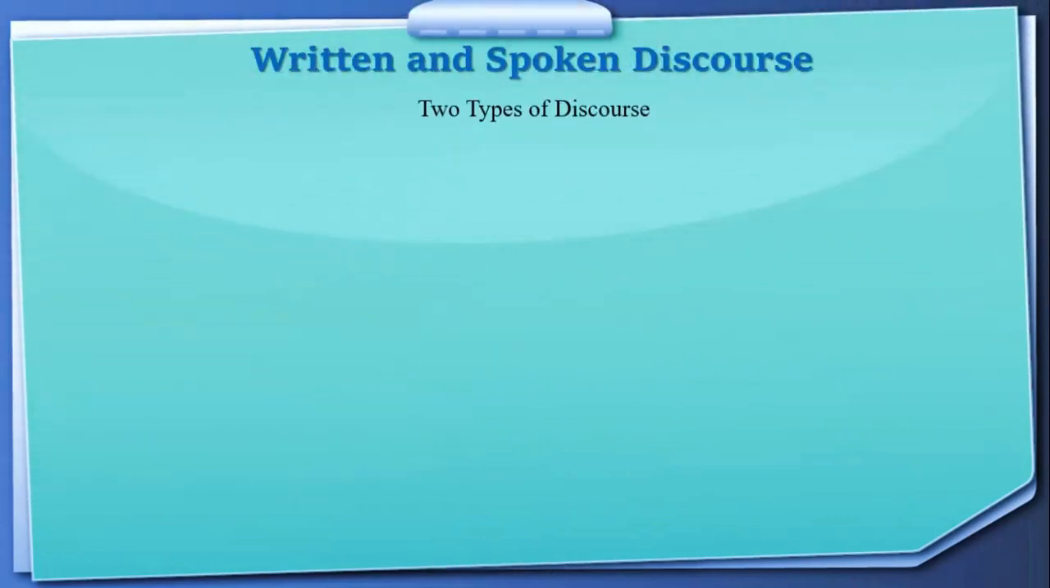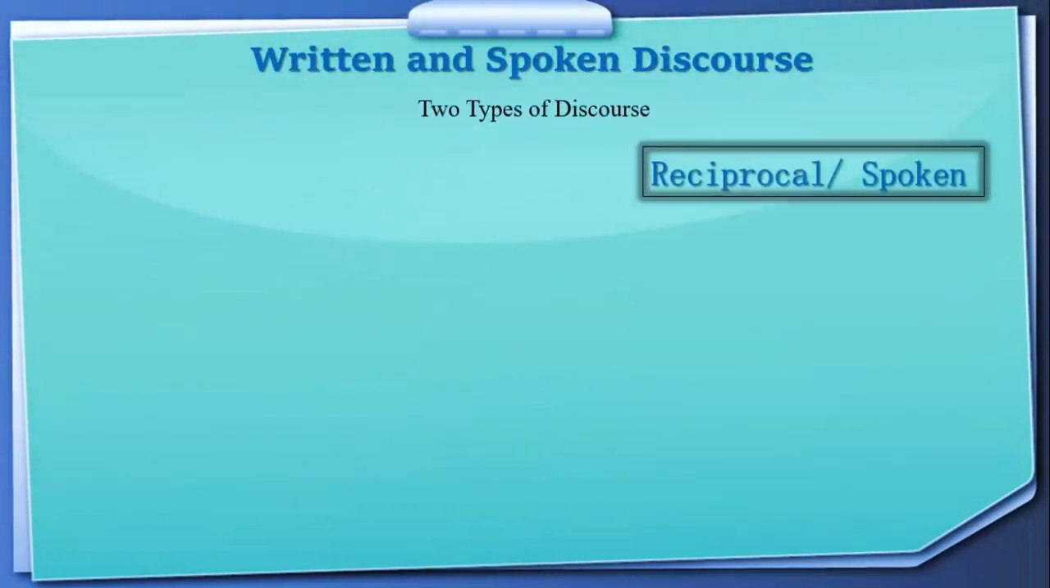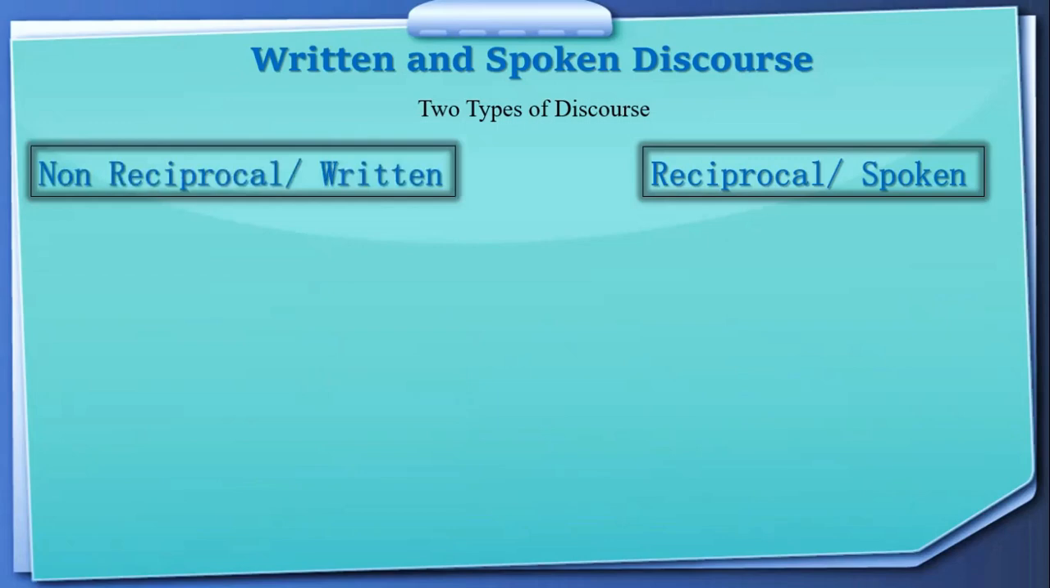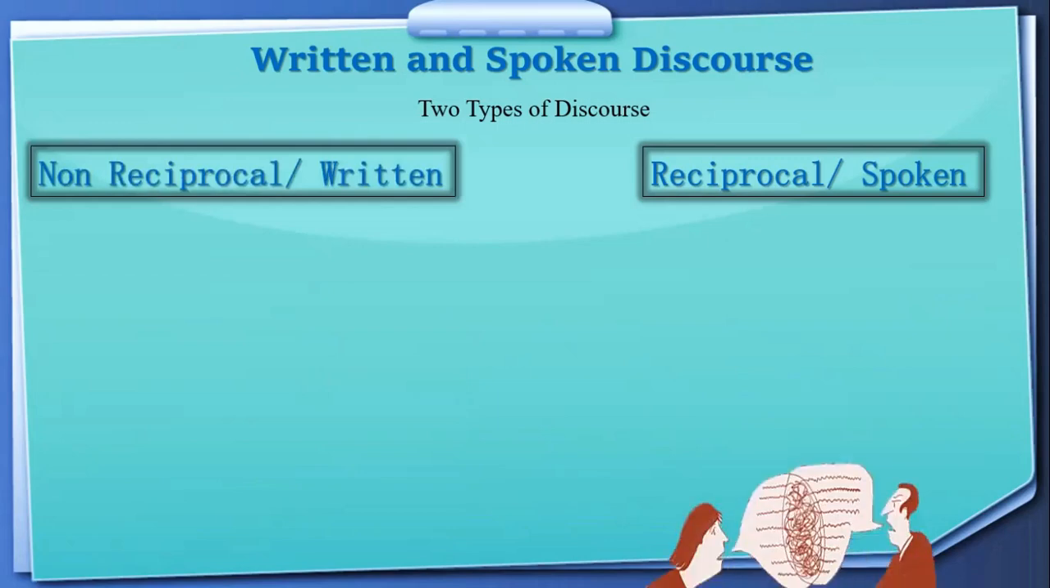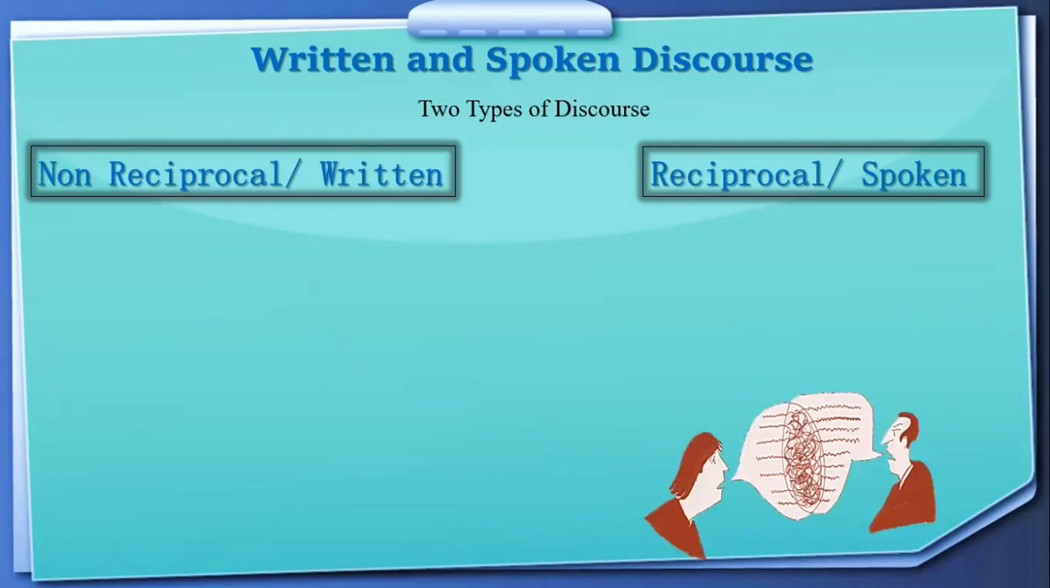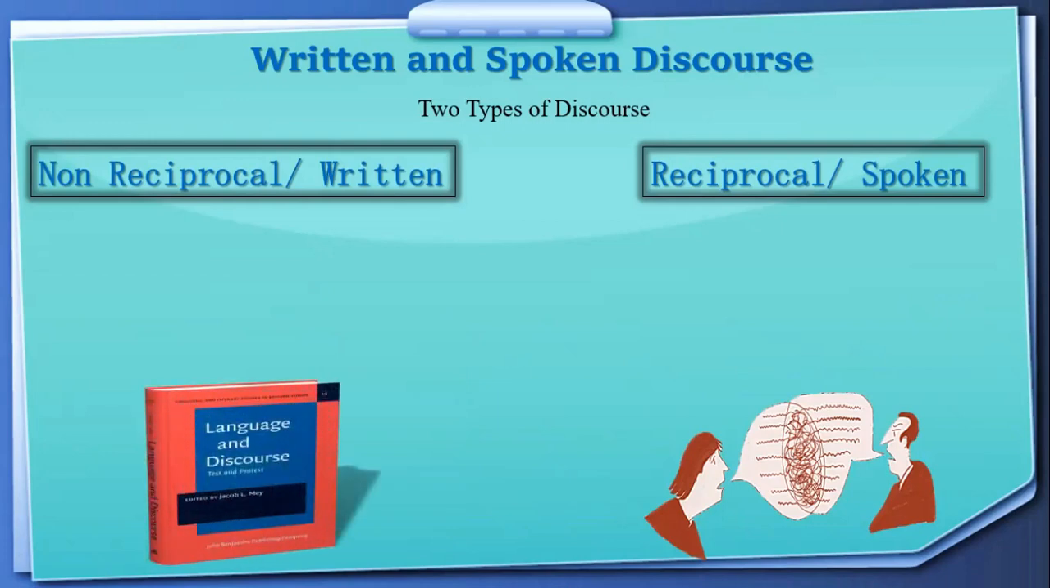These two types of discourse are actually divided into, number one, reciprocal, or spoken discourse, and number two, non-reciprocal, or written discourse. When we talk about reciprocal or spoken discourse, it is actually two-directional. That's why we call it reciprocal. And when we talk about non-reciprocal or written discourse, it is single-directional. Thus, we may call it non-reciprocal discourse.